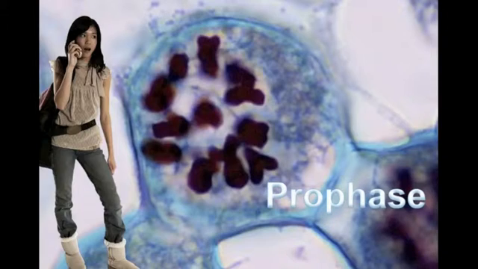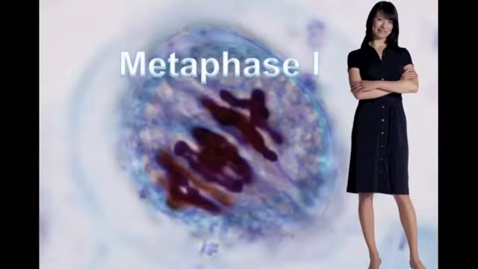The centrioles migrate away from one another, and both the nuclear envelope and nuclei break down. The chromosomes begin migration to the metaphase plate. During metaphase, tetrads align at the metaphase plate.